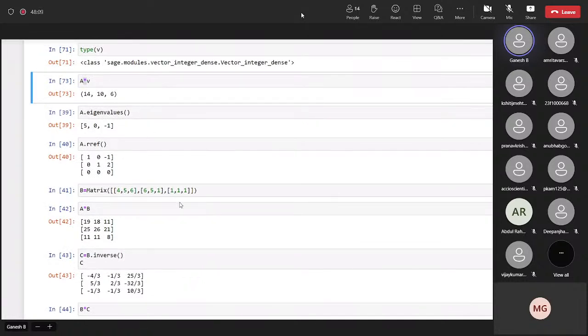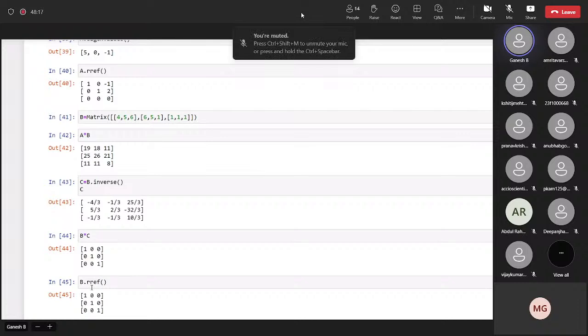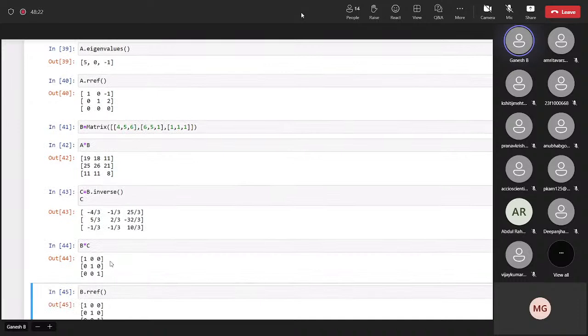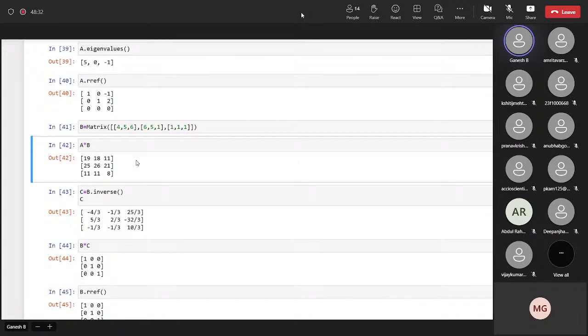Now I'm calling some other matrix, another 3 cross 3 matrix, which is non-singular, just to show. If I find the RREF of it, you can see that it gives you the identity matrix, which shows that the determinant is non-zero and an inverse exists for this matrix. And this is a regular 3 cross 3 and 3 cross 3 matrix multiplication. It gives you a 3 cross 3 matrix again. And this is how it calculates the inverse of a matrix. The function is inverse. So B dot inverse gives you the inverse of B.